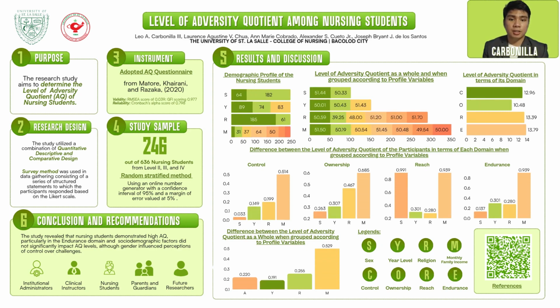For the recommendation, institutional administrators should implement resilience programs tailored to each year level, and clinical instructors should offer progressively challenging experiences with debriefing and gender-sensitive strategies. Nursing students should practice self-reflection and participate in resilience-building activities. Parents and guardians should expose children to age-appropriate challenges, promoting independence and resilience through proper coping strategies. And lastly, researchers should explore the adversity quotient's connection to demographics, conduct longitudinal studies, and include first-year students using mixed methods.